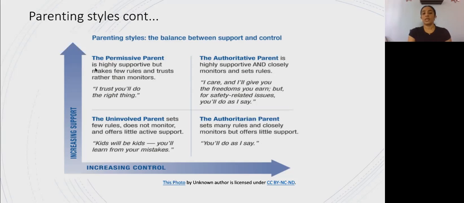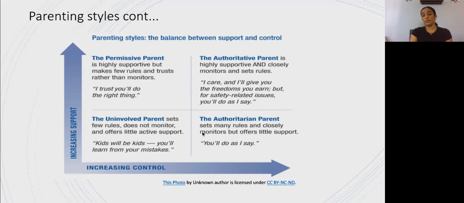The permissive parent is highly supportive, but makes few rules and trusts rather than monitors. The message they give kids is, I trust you, you will do the right thing. So the parents are not going to monitor whether their children are doing right or wrong. Another one is called the uninvolved parent. The uninvolved parent sets few rules, does not monitor, and offers little active support. They see it as kids will be kids. You will learn from your mistakes. Again, they only set few rules and they don't really monitor them at all.